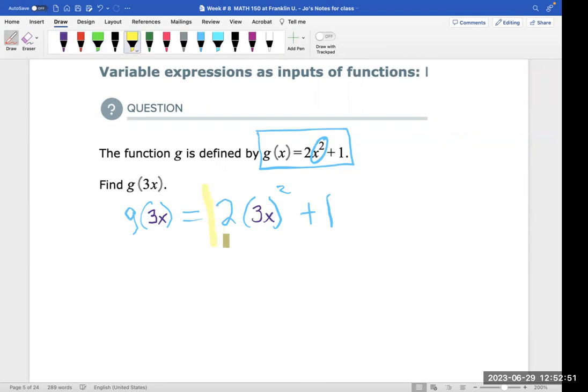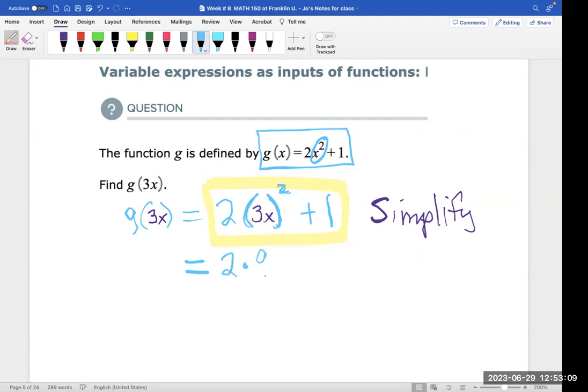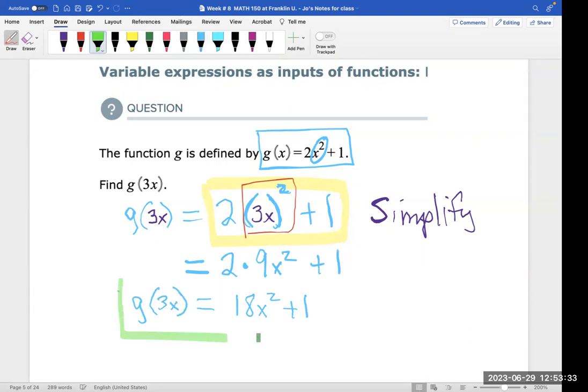So now look just at this part and simplify. And if you don't get a numerical answer out of your machine, that's okay. Notice rules of operation, this squared applies only to the 3x. So what I'm looking at is 2 times 9x squared plus 1. Order of operations says do this first. 9 times 2 times x squared. So here's my final answer. This is what G of 3x equals. And that would be your answer for Alex.